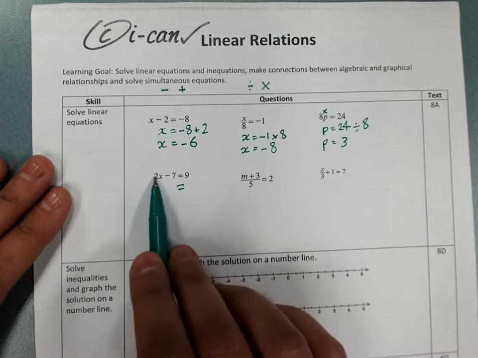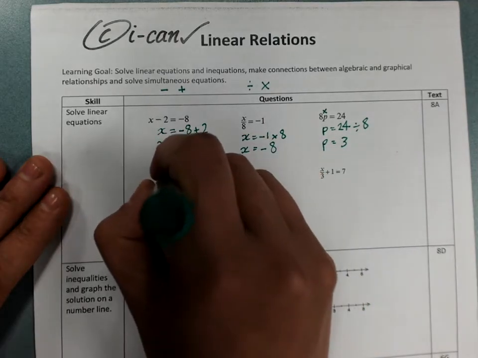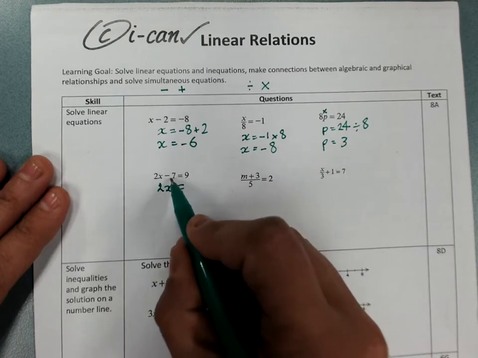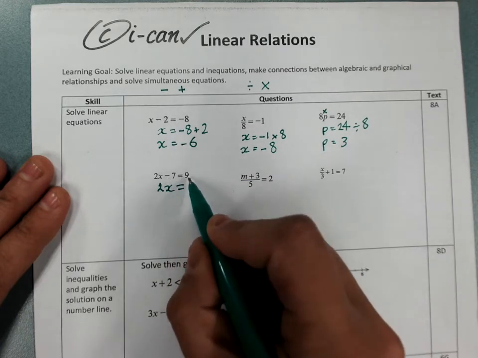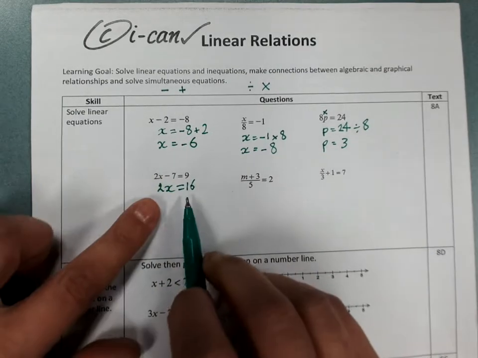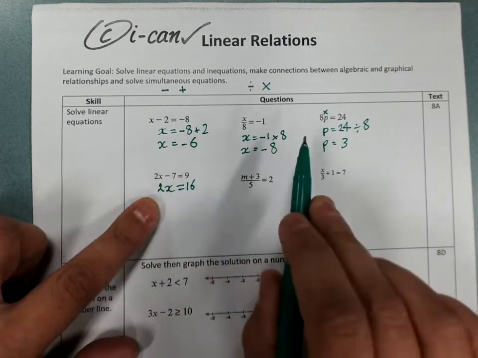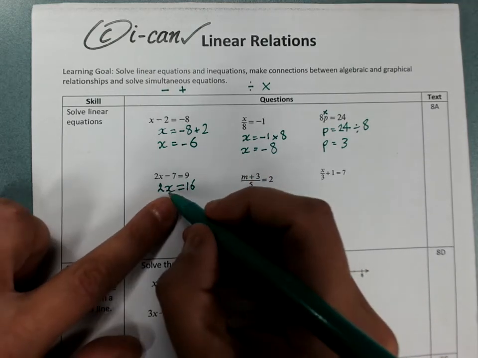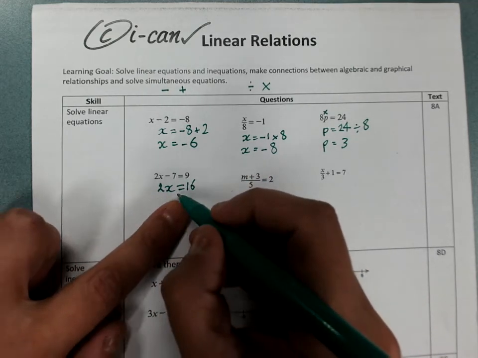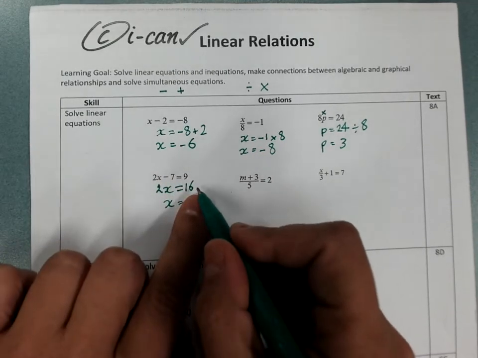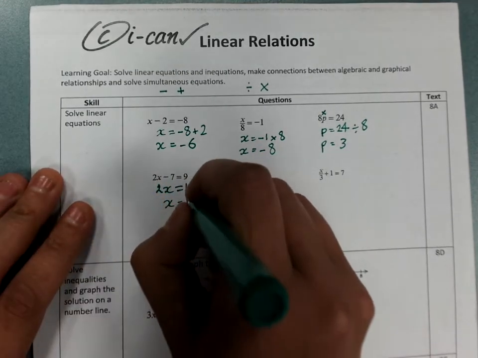We don't deal with the 2 yet. We'll be sticking with 2x, and to reverse subtracting 7, we add 7. So 9 plus 7 is 16. Now it's a nice easy one-step equation like these. Thought of a number, multiplied by 2, I got 16. To get back to that number, 16 divided by 2. You can write the working in if you want.